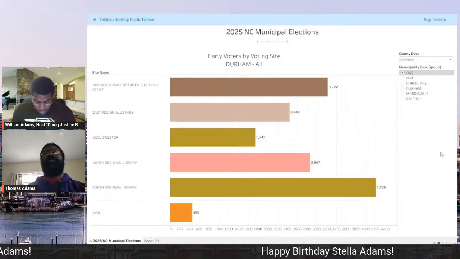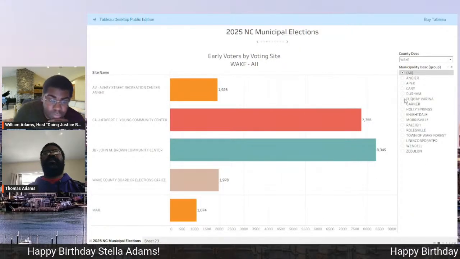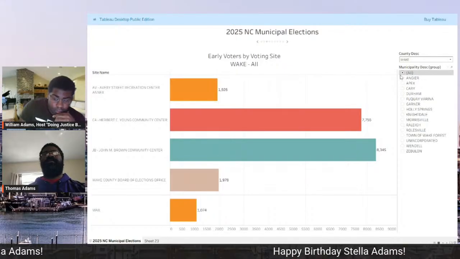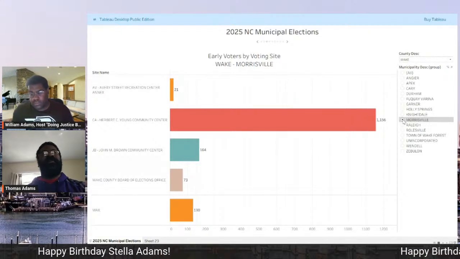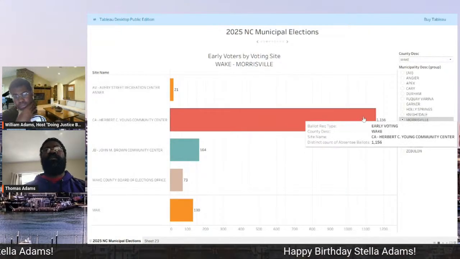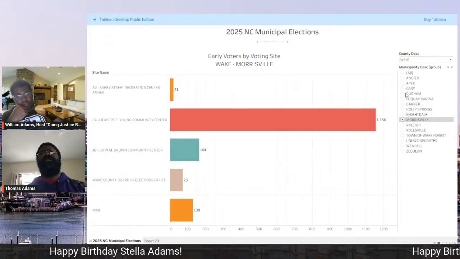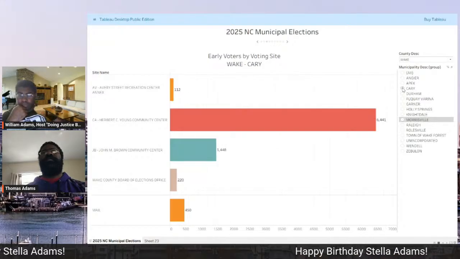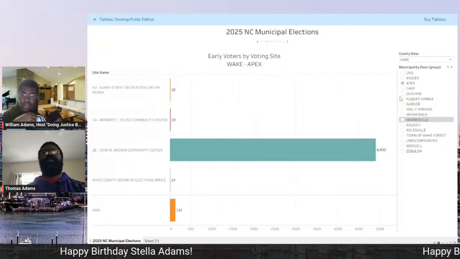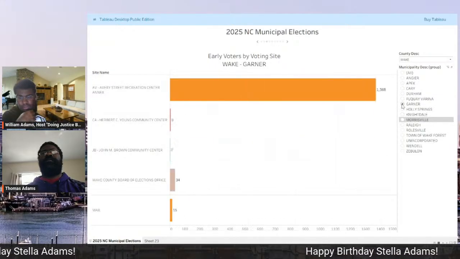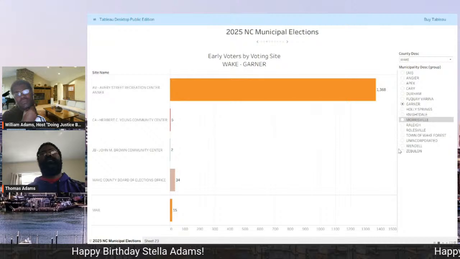So let's see, other counties where you want to see where they voted early. Wake County. So this is all of them. We'll go with Morrisville, where most of them voted. And I think that includes Garner, Apex, Cary. As you can see, some of these voting sites are in different parts of Wake County.